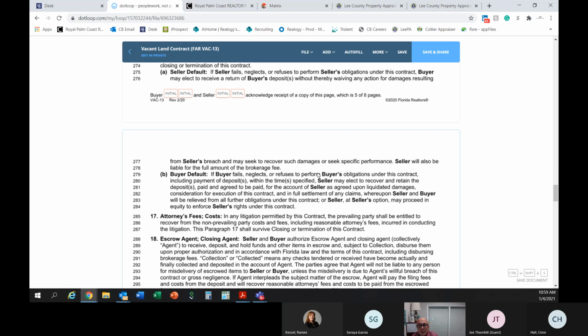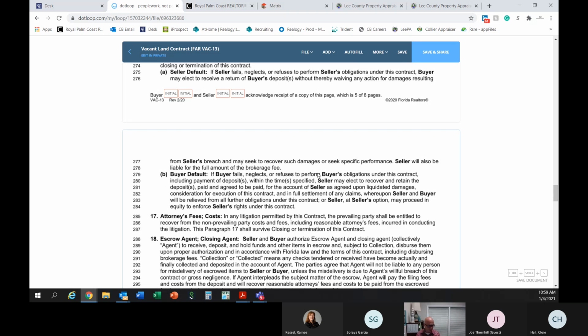Then the seller may elect to recover and retain the deposits paid and agreed to be paid for the account of seller as agreed upon liquidated damages, consideration for execution of this contract, and full settlement of any claims whereby seller and buyer will be delivered from all further obligations under this contract, or seller at seller's option may proceed in equity to enforce seller's rights under this contract.